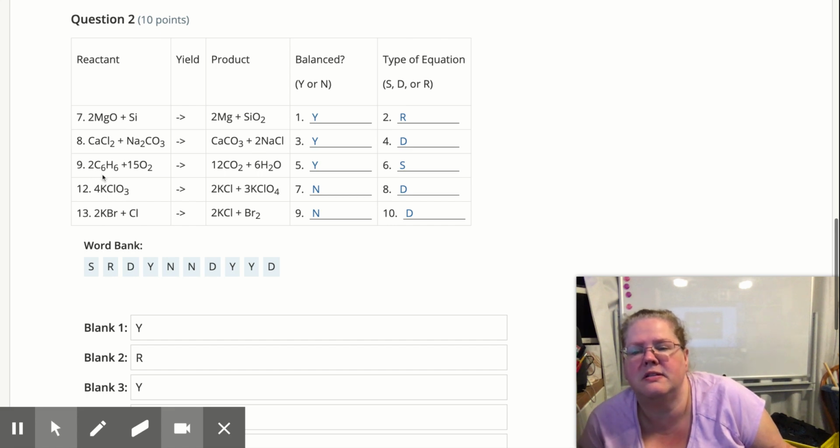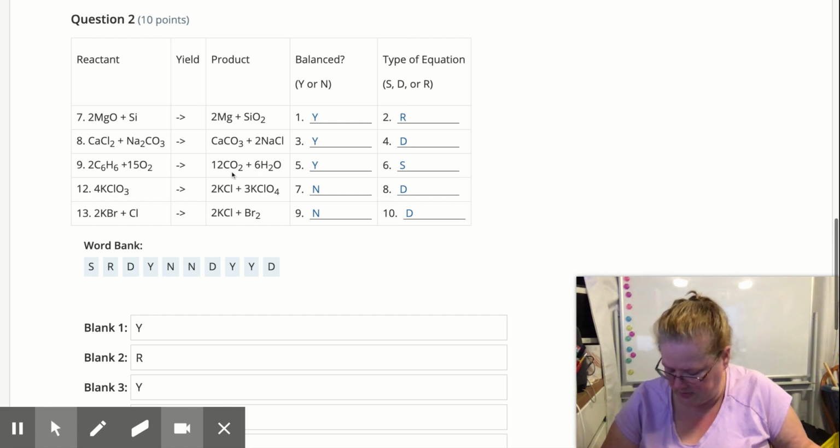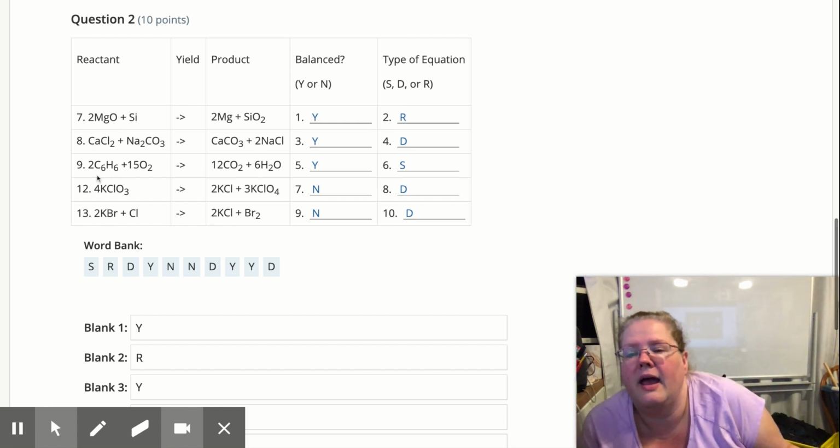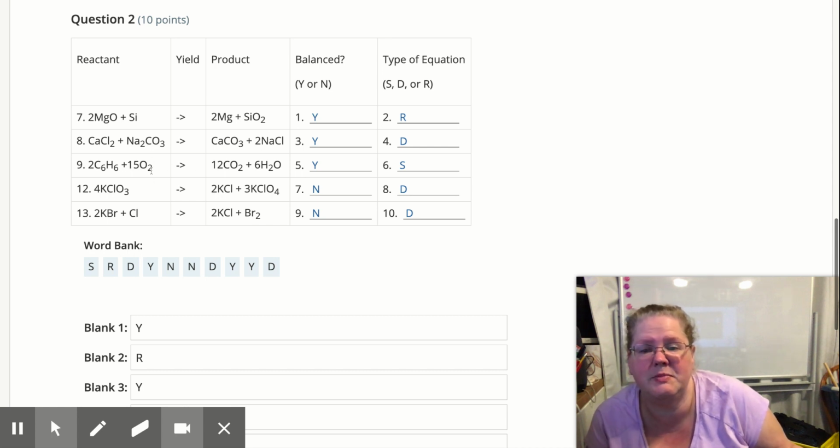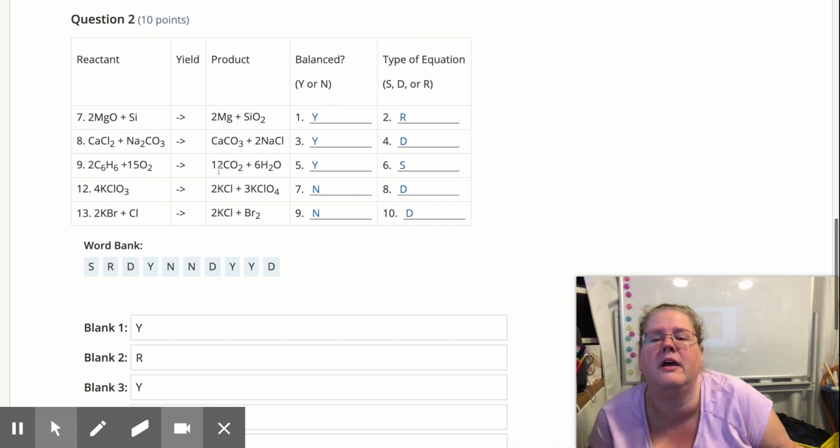2 times 6 is 12 carbons. 12 times 1 is 12 carbons. I have 2 times 6 is 12 hydrogens. Well, 2 times 6 is 12 hydrogens. Gotta do some adding on my oxygens. I should have a total of 30. 15 times 2 is 30 oxygens.